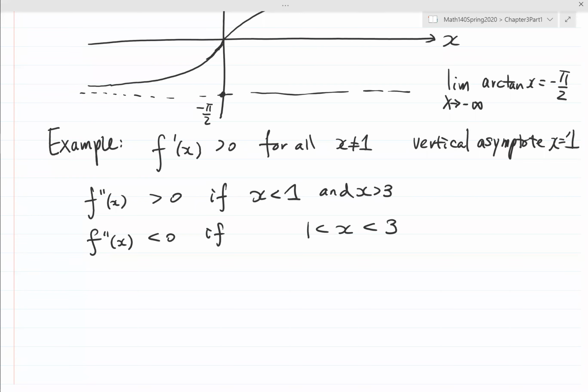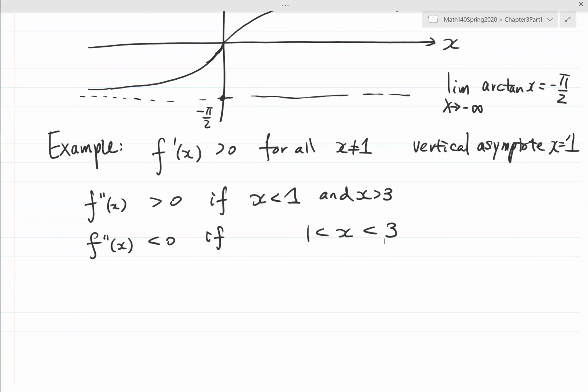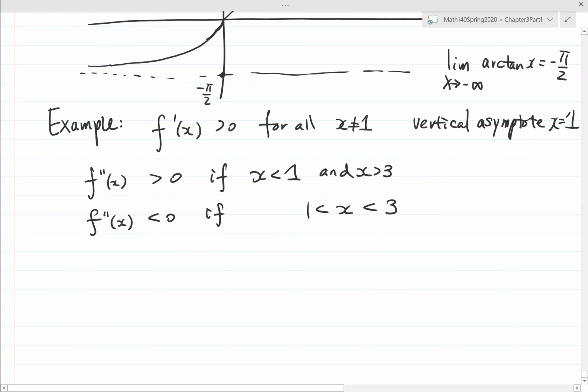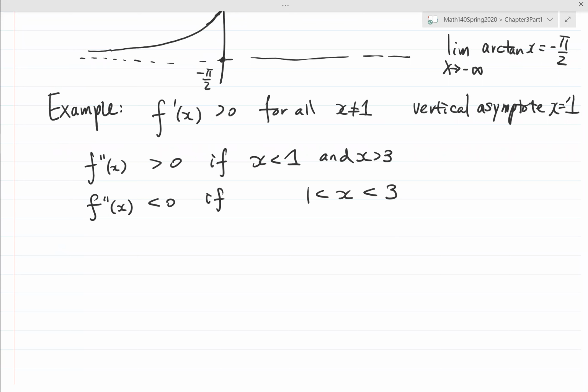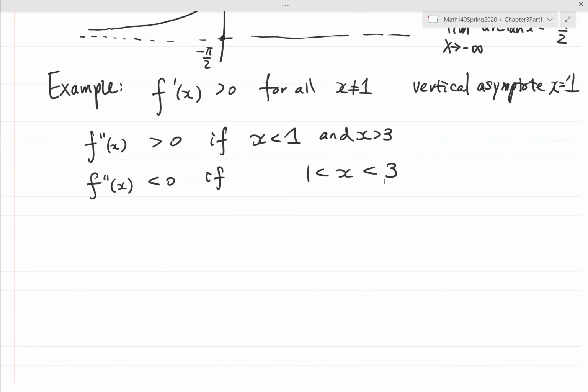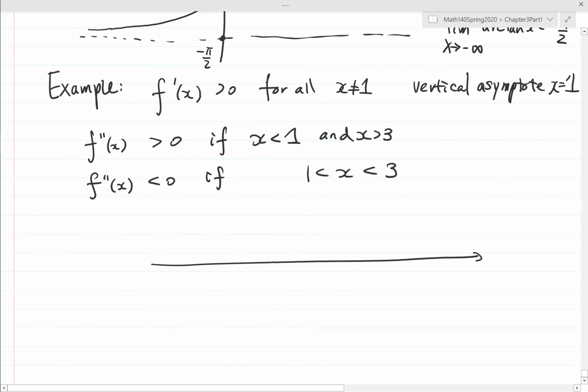First of all, try to organize the information of the derivative and second derivative into a table, such that you do not mess things up. So here are the boundary values. First of all, try to look at the special values of x. Here we have two numbers, 1 and 3.